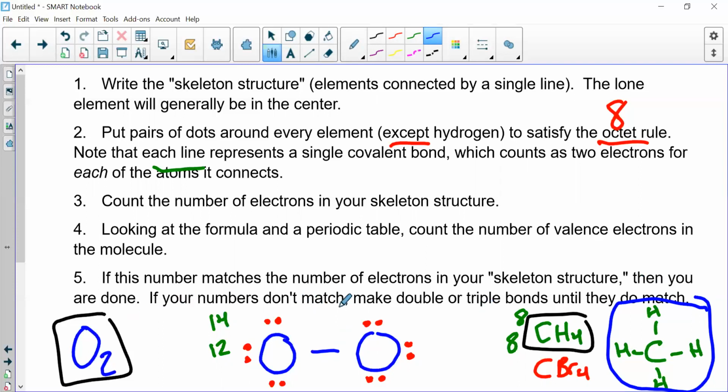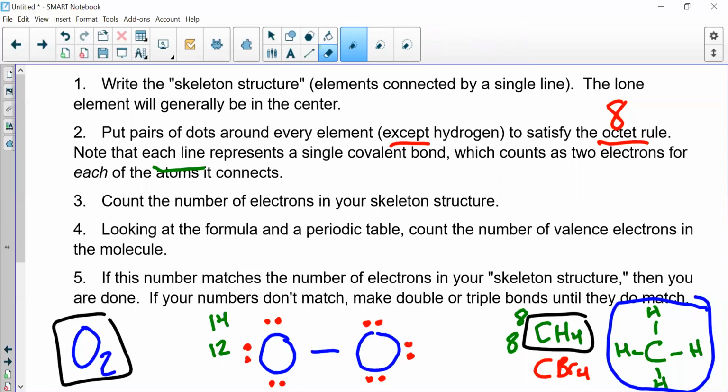If your numbers don't match, make double or triple bonds until they do match. Here's how you do that. You look at any two adjacent atoms, meaning neighboring atoms that have lone pairs. The lone pairs being these dots. We call them lone pairs because even though it looks like they're all together, they're not. Like these two are by themselves, these two are by themselves, these two are by themselves.